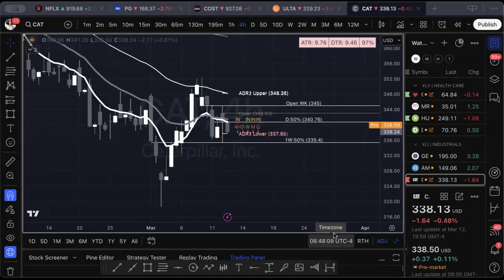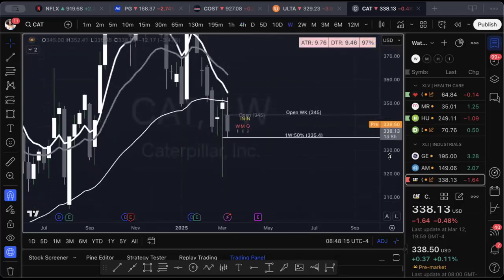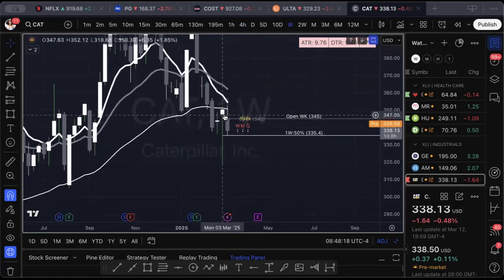So without further ado, let's go ahead and get into it. I am looking at CAT. I looked at CAT on the weekly time frame, and so far we have a failed to up. I actually want to see if we are going to continue its way down, or if the news from PPI is going to cause it to move to the upside.